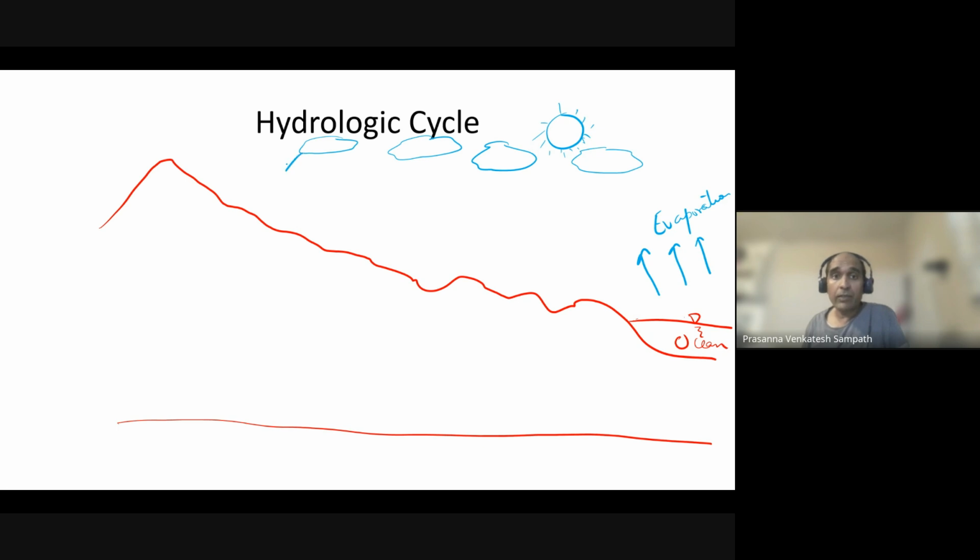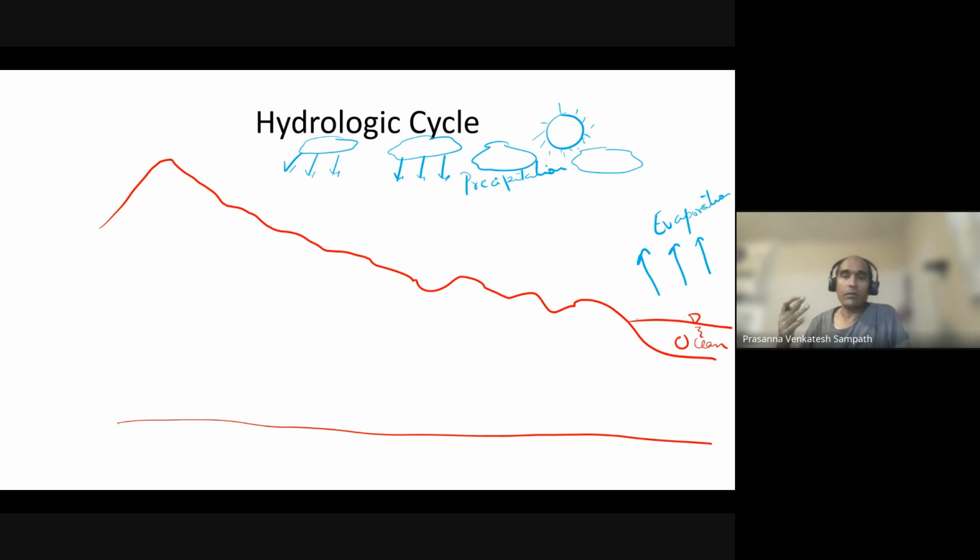And then from these clouds, we have water falling down to the Earth's surface. And this process, now we will call it precipitation. Okay. Now, this precipitation, strictly speaking, includes both rain and snow, right?